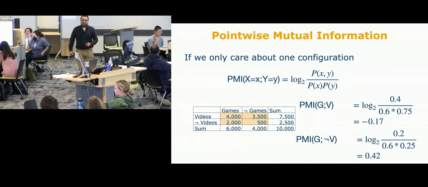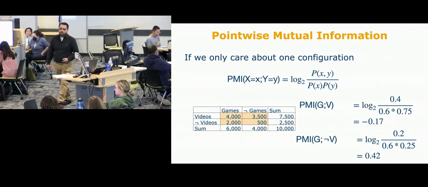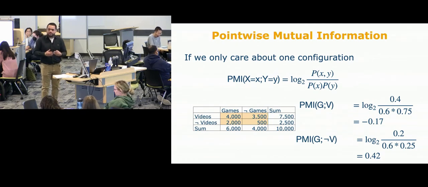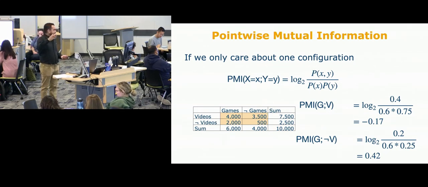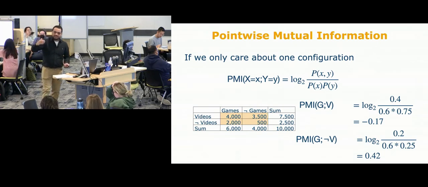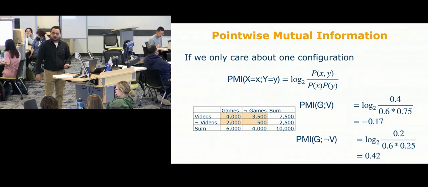Right? And games and not videos, it would come out to be 0.42. And once again, you could rank things based on the magnitude. So over here, you could see that games and not videos, even by this measure, has more mutual information. Somebody not buying video games, not buying videos tells you more about them not buying than buying games, right? So even by this metric, it's a more interesting association rule.